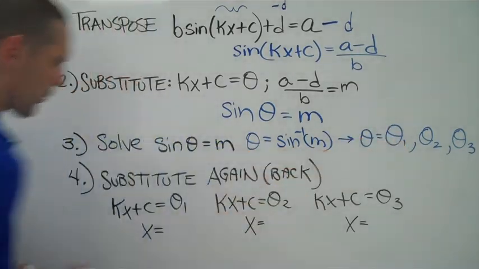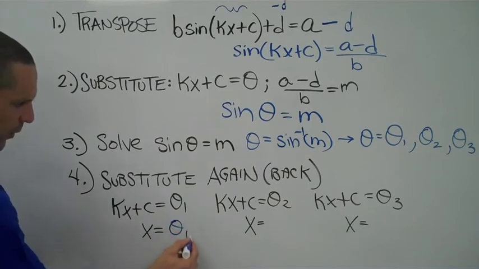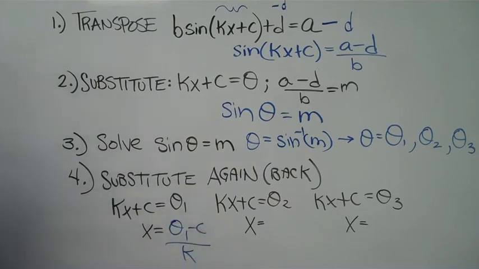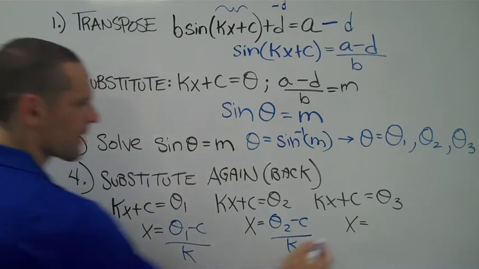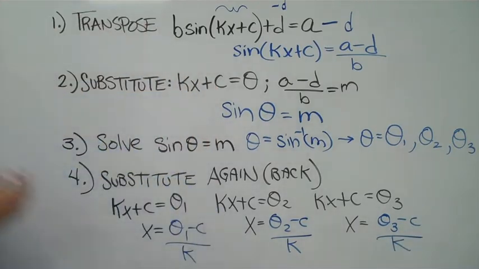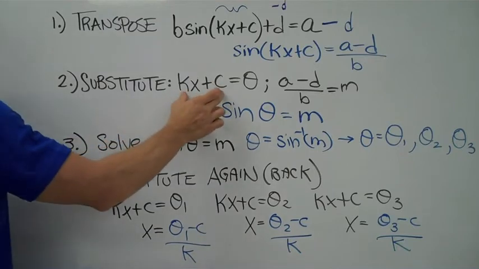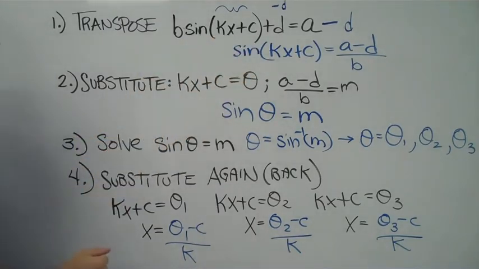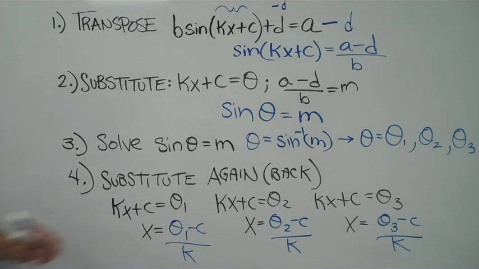We can now substitute back, because I said that theta was equal to kx + c. So kx + c equals theta 1, and x, which I want to solve for, is theta 1 minus c over k. Here I get theta 2 minus c over k. Here I get theta 3 minus c over k. The important steps are transpose, then substitute for whatever your argument of the sine is. Solve that, and then substitute back to solve for x.